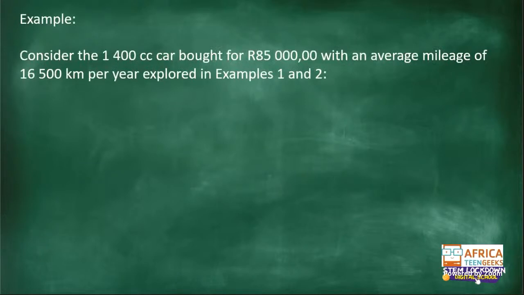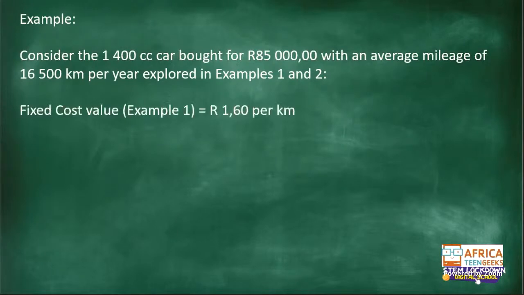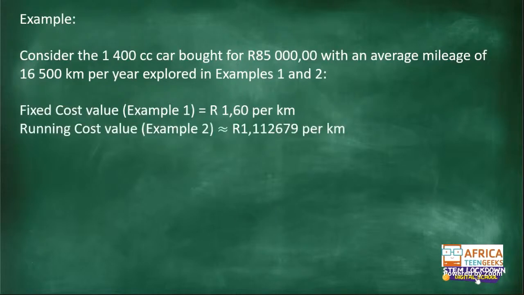Consider a car with an engine capacity of 1,400 cc, which you bought for 85,000 rand, and which has an average mileage of 16,500 kilometers per year, as explored in examples 1 and 2. Now that is the same car. The fixed cost value in example 1 will cost you 1.60 rand per kilometer.